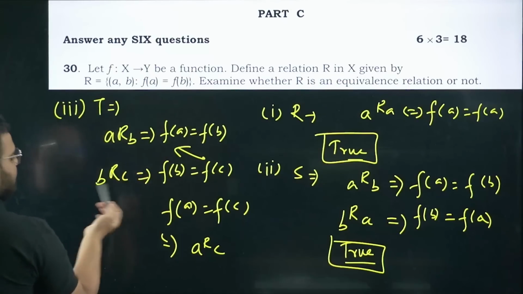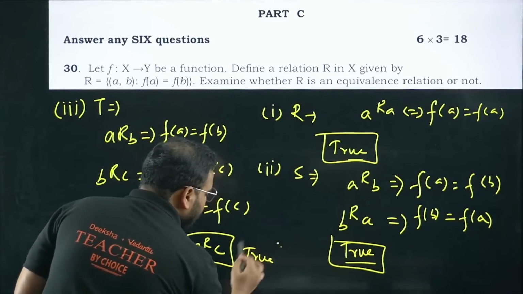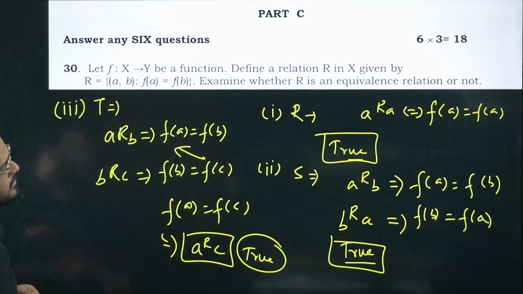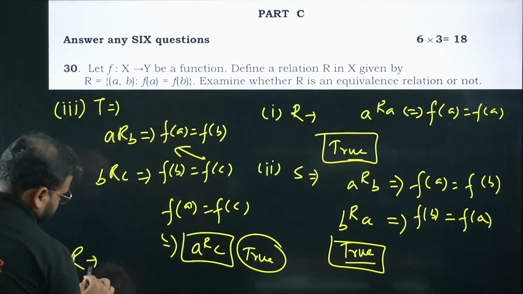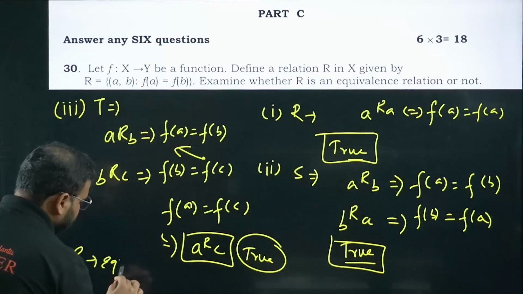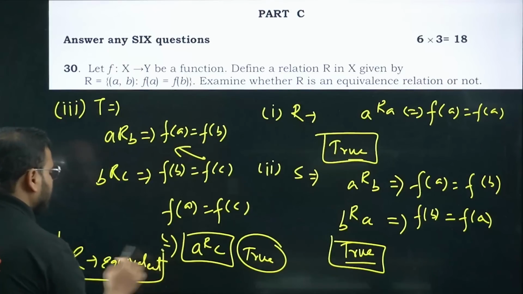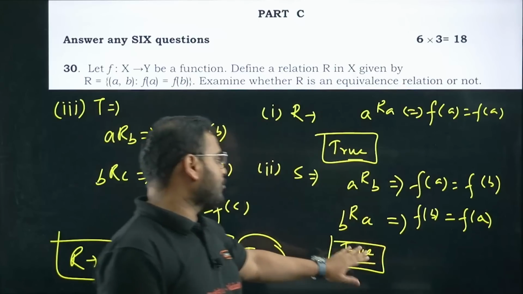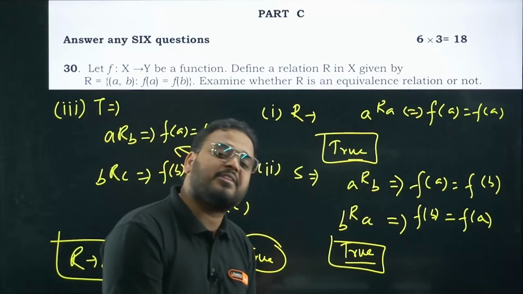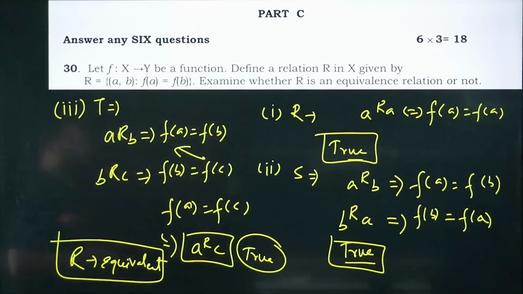So ARB is there, BRC is there, ARC is also there. It means this also is true. Hence the given relation R is equivalence. Please check. This is done. Since it is true for reflexive, for symmetric and for transitive, the given relation makes sense as an equivalence relation. Please check. Done. Moving on to question number 31 now.